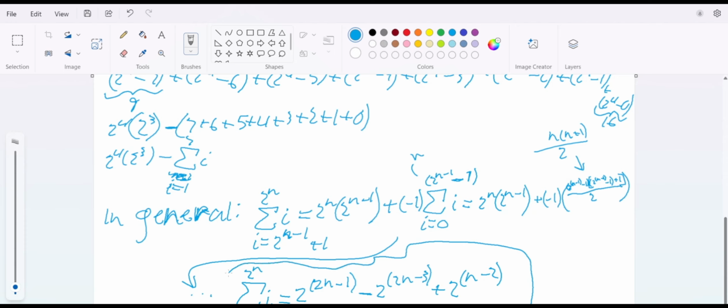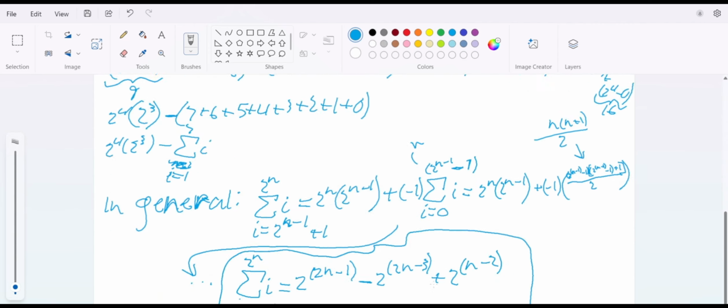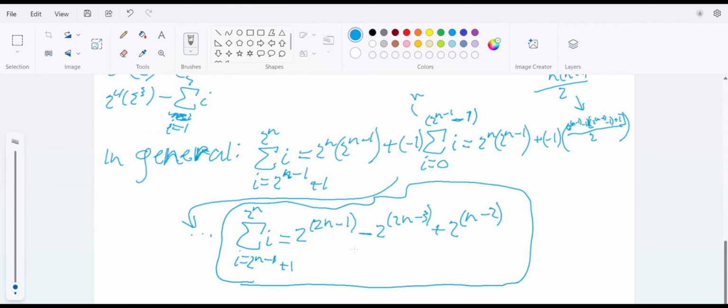Let me get it all circled here. That is the formula I wanted to share with you today. Let me go back up. So yeah, that is the formula for the sum from 2a plus 1 to 2b using this little pattern we found. Maybe I'll make another video showing the lemma, but I don't know. But yeah, this is the formula.